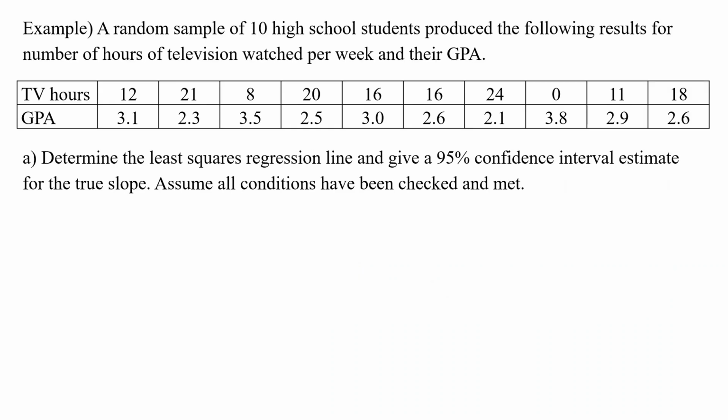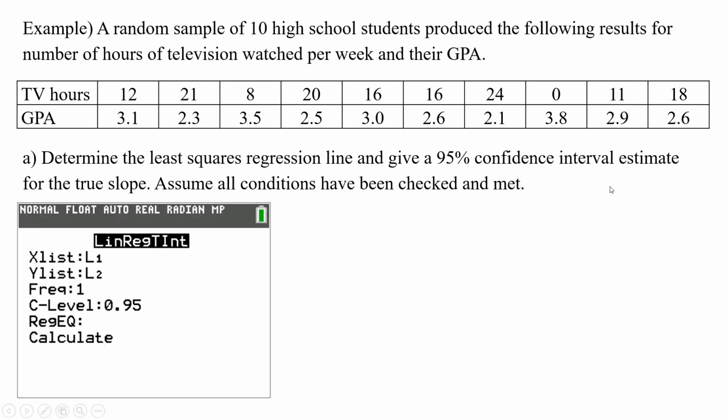So let's do an example of what this looks like, okay? Let's say a random sample of 10 high school students produced the following results for the number of television hours watched per week and their GPA. Determine the least squares regression line and give a 95% confidence interval estimate for the true slope. Assume all conditions have been checked and met. I love that sentence, right? It's like the perfect little, okay, I don't have to check it, you know?